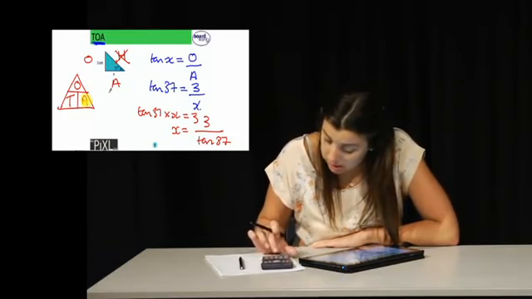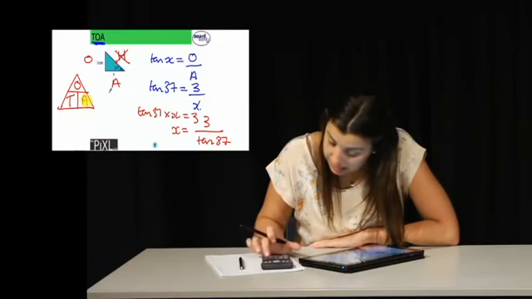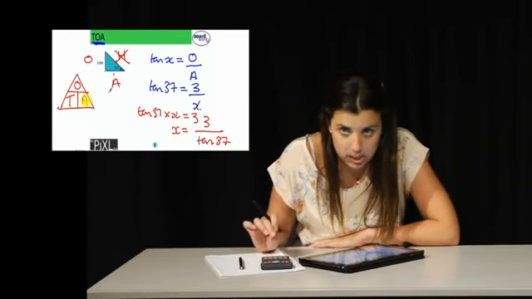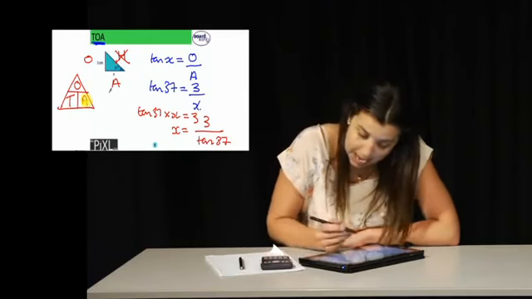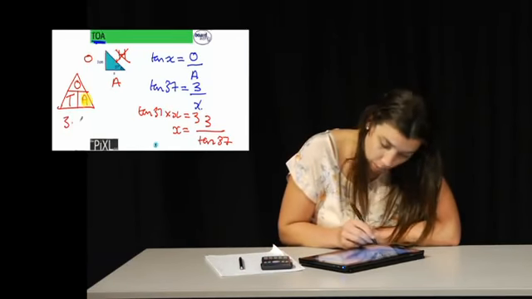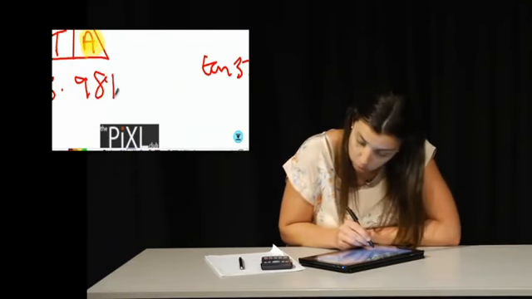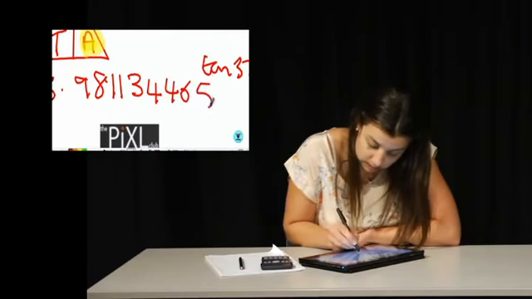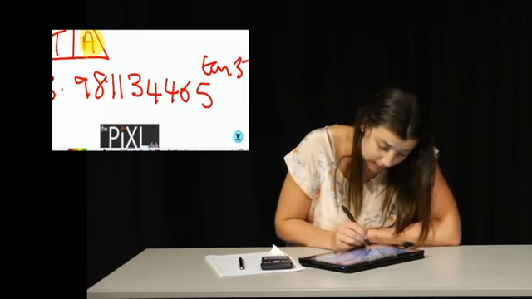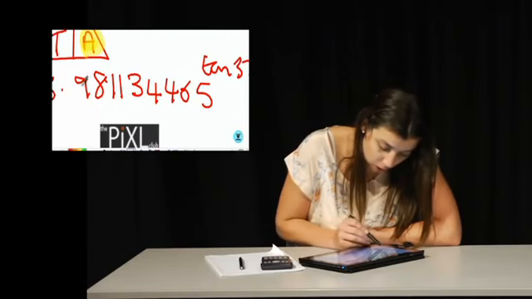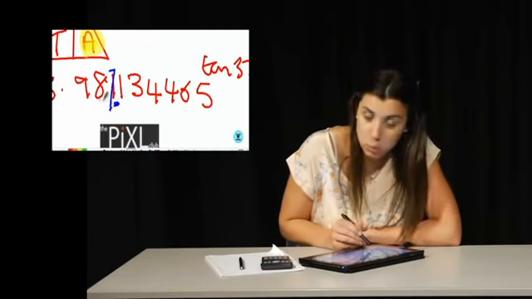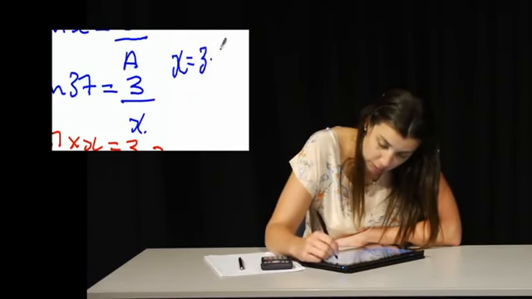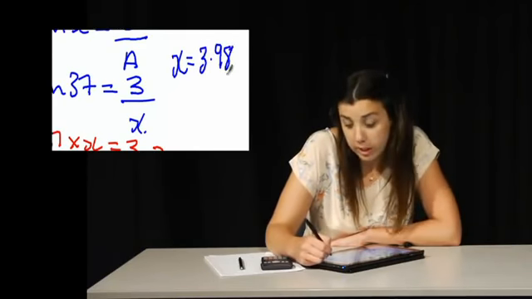So let's put that into our calculator and see what we get. 3 divided by tan 37. Notice we haven't used any of the inverse buttons. We're just using sin, cos or tan at the moment. And our number comes out 3.981134465. 3 significant figures. Let's count along. We've got 1, 2, 3. Draw your line. 1's a small number, so the numbers in front stay the same. So actually x equals 3.98 to 3 significant figures.